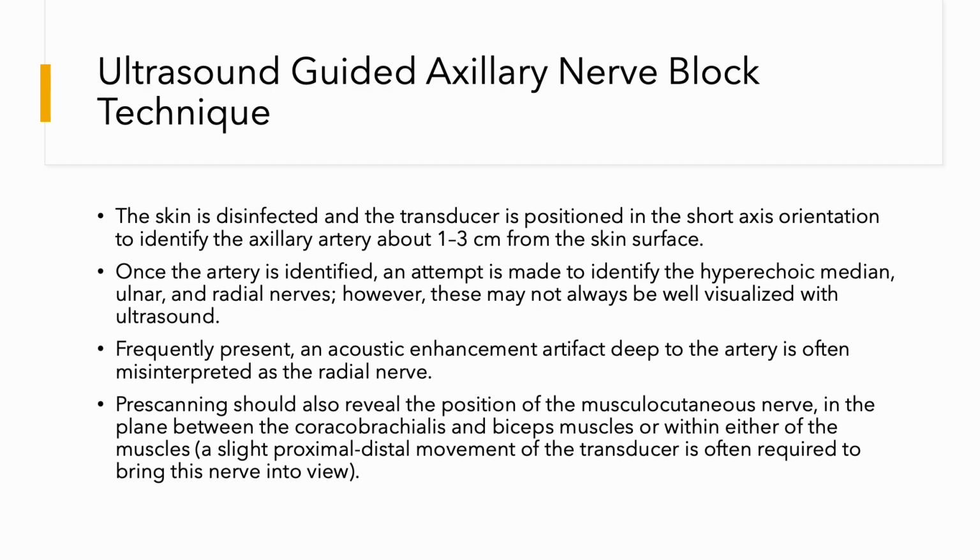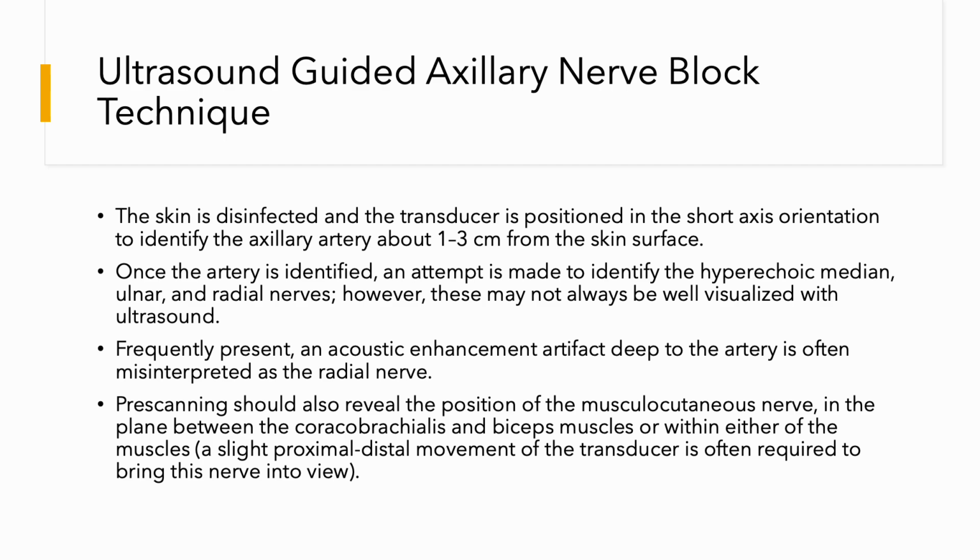All right. So to perform an ultrasound-guided axillary nerve block, the skin is going to be disinfected and the transducer is positioned in the short axis orientation to identify the axillary artery. It's usually going to be 1 to 3 centimeters from the skin surface. Once we identify the artery, the attempt is going to be made to identify the hyperechoic median, ulnar, and radial nerves. Okay, these may not always be well visualized with ultrasound. And then frequently present is an acoustic enhancement artifact deep to the artery is often misinterpreted as the radial nerve.